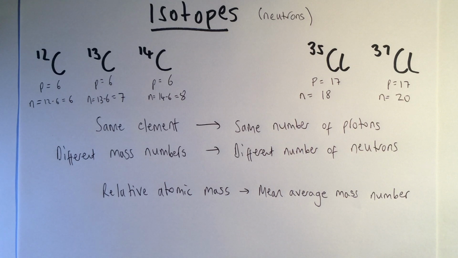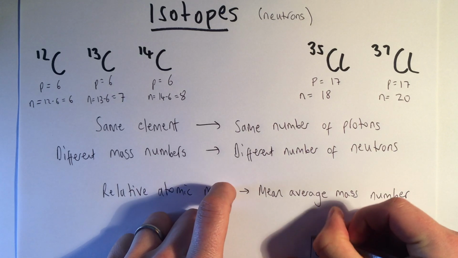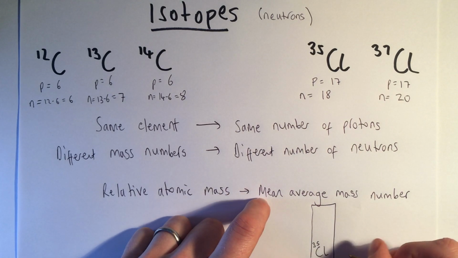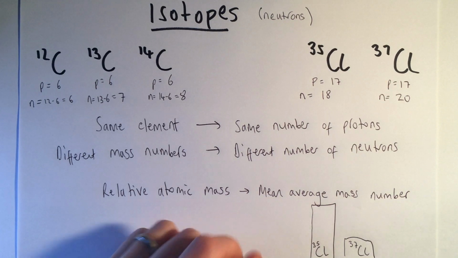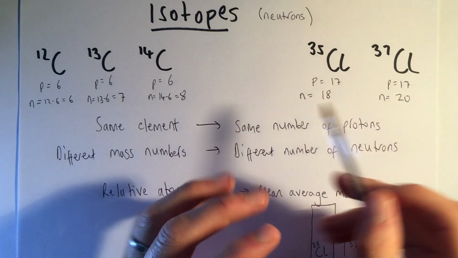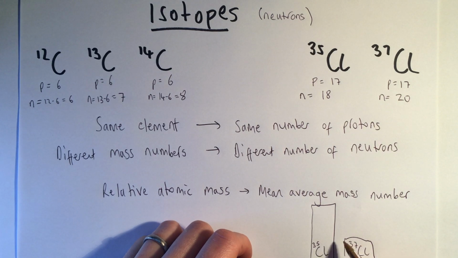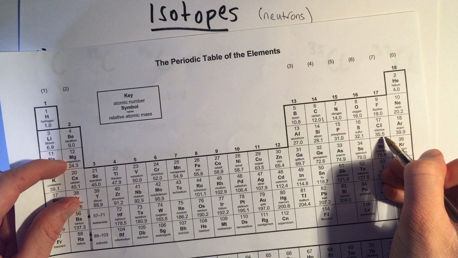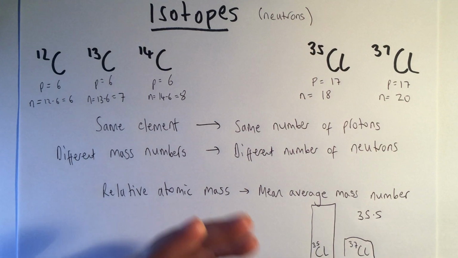So for example, if we look at chlorine, we would find that about 3/4 of the atoms in the universe are chlorine-35, and about 1/4 of them are chlorine-37. There are just a few other types of chlorine atom as well, but they don't last very long. These are the main ones. So we're going to expect to find that the mean average mass number will be somewhere between these two, and because there's more of Cl-35, it would be closer to 35. And that's what we find. If we look at chlorine, it's 35.5. So that's our mean average mass number for all the chlorine atoms in the universe.